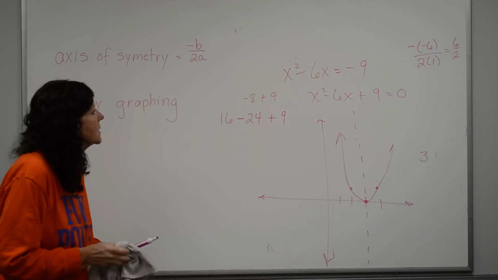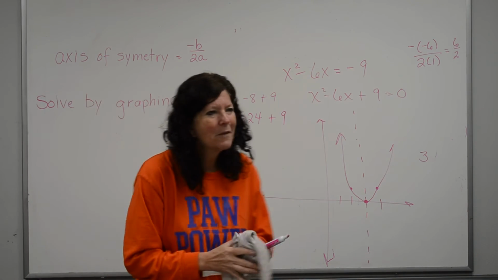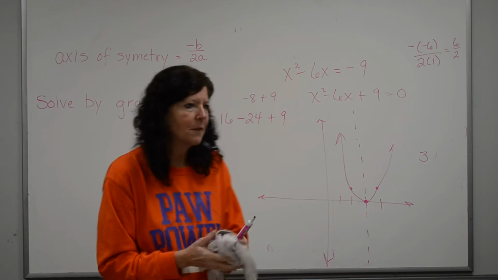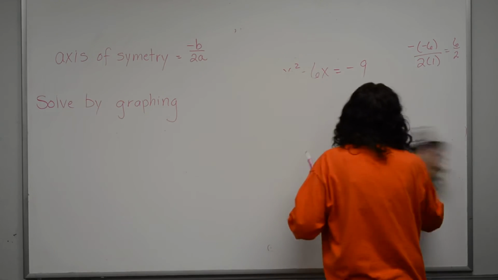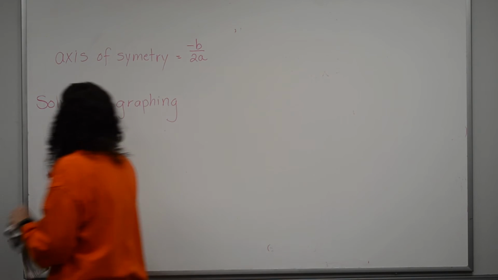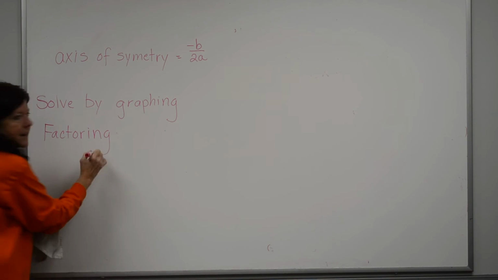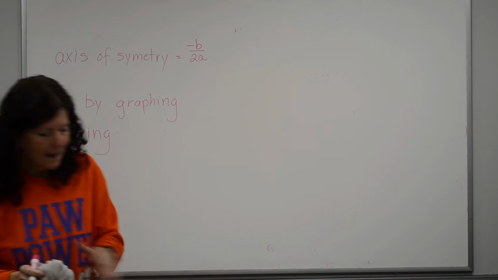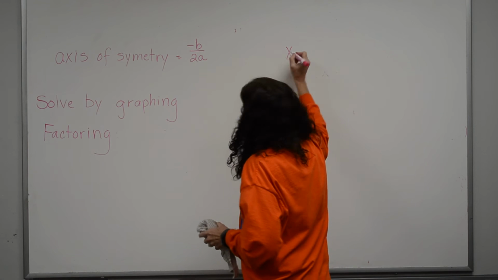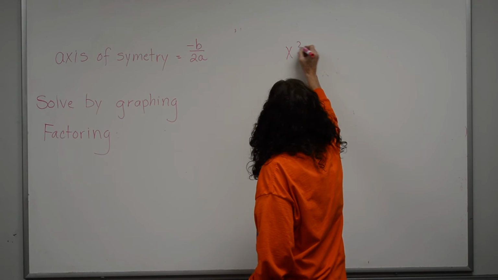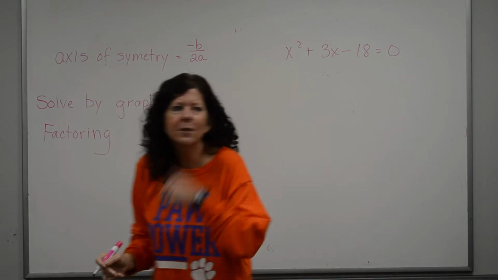Now there is easier ways besides graphing. Graphing is my least favorite way to solve these things. So let's go on to the second way of solving these quadratic equations. The second way would be by factoring. Okay? Now, let me go back to the very first one we did. Alright, that was the very first one we did.